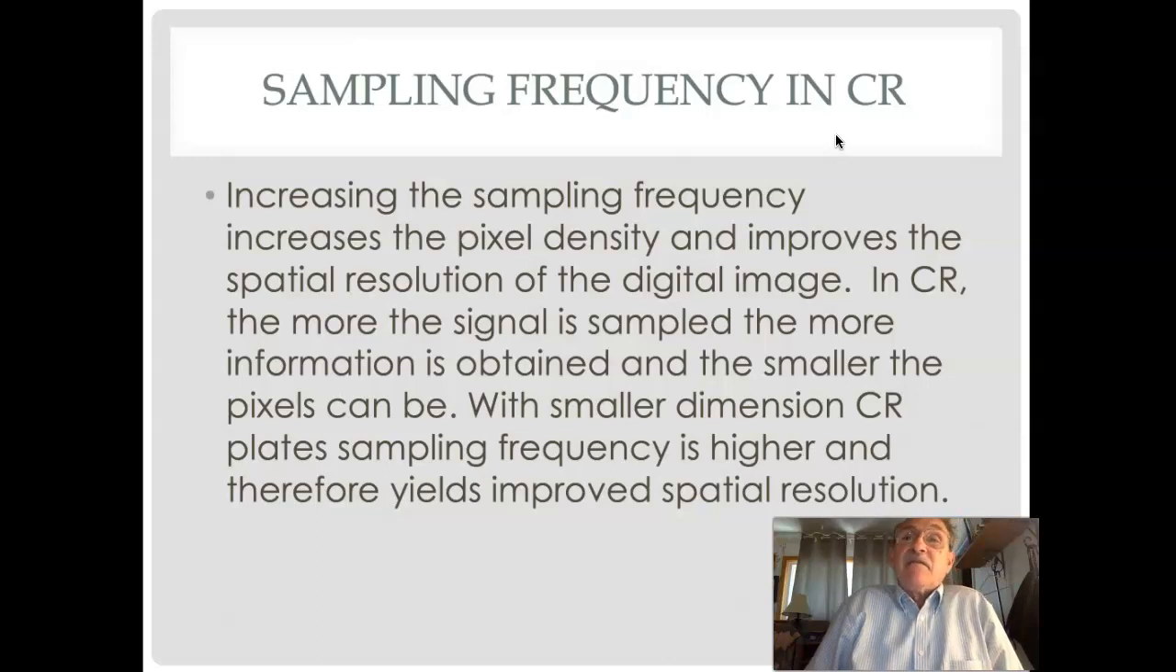But in the CR environment, if we have an X-ray image of, for instance, lateral nasal bones or a wrist or a finger, we're going to use an 8 by 10 image receptor, or the smallest image receptor that we possibly can, to get better spatial resolution. So this is sampling frequency in CR, which is a bit different than it is in the DR environment. And we'll talk about the DR environment a little bit later.